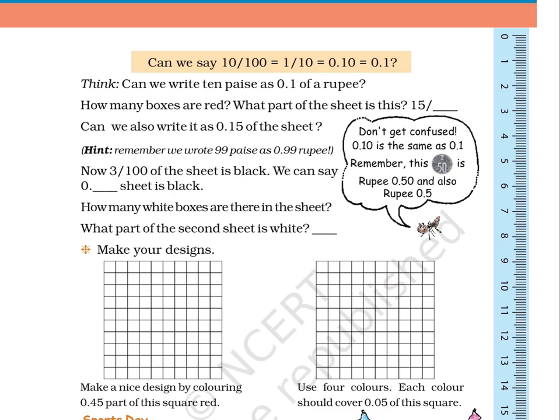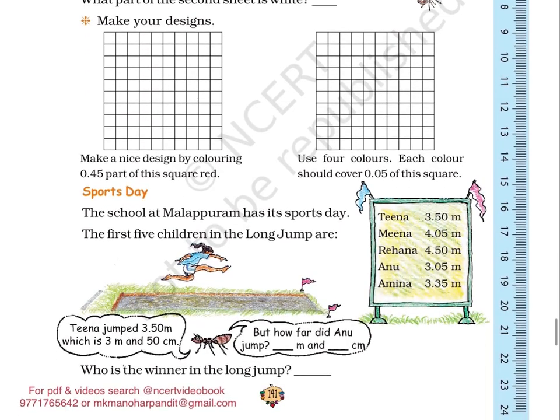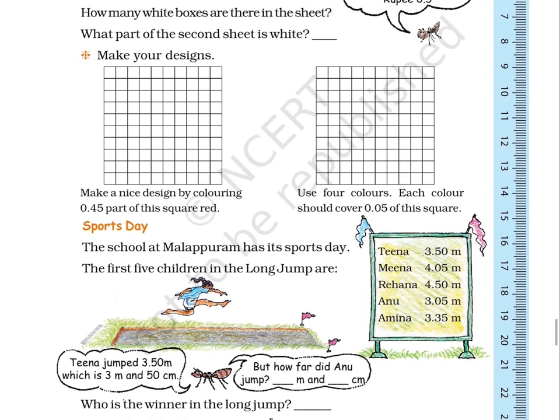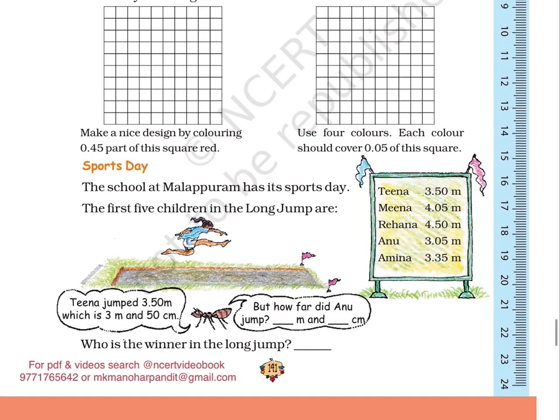Dash. Make your designs. We have 2 square grids given below. Under the first grid is written, make a nice design by coloring 0.45 part of this square red. Under the second grid is written, use 4 colors. Each color should cover 0.05 of this square.